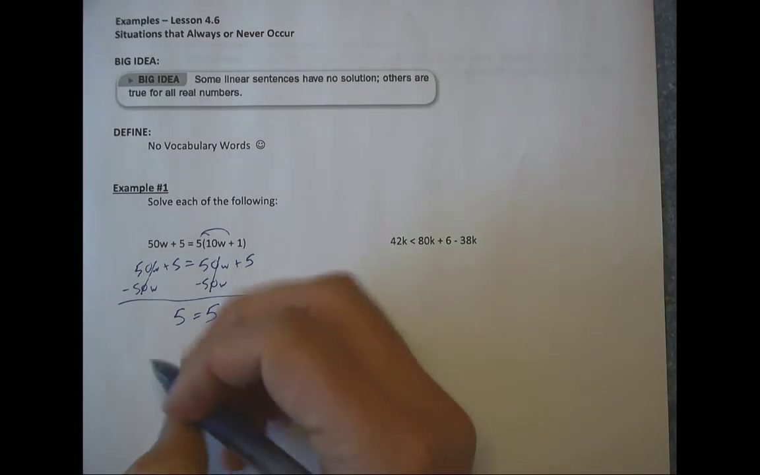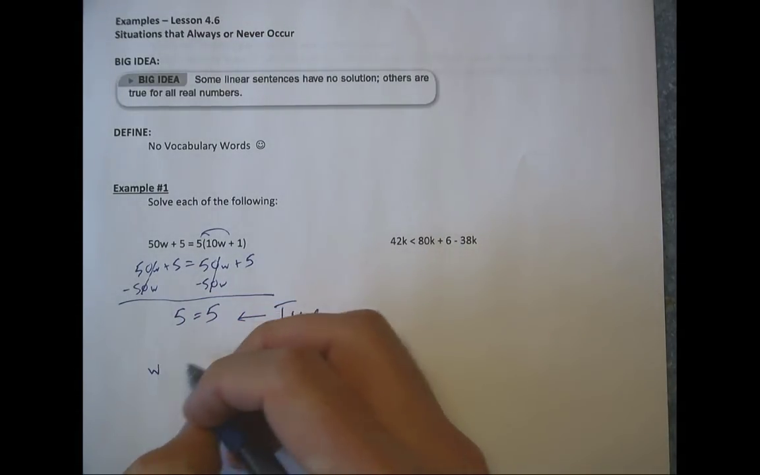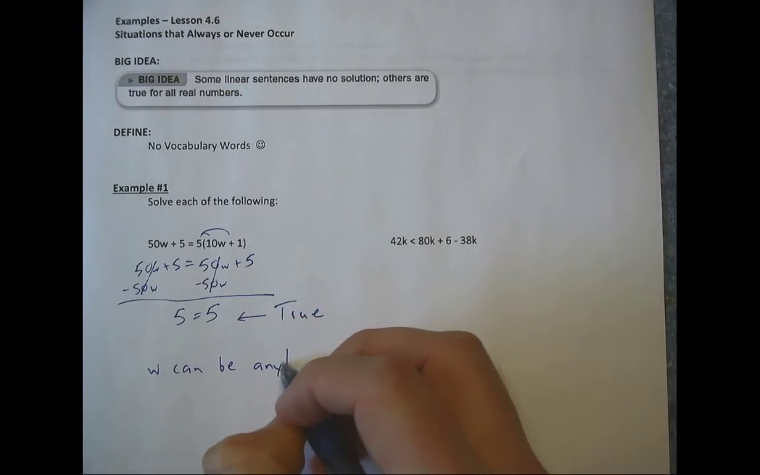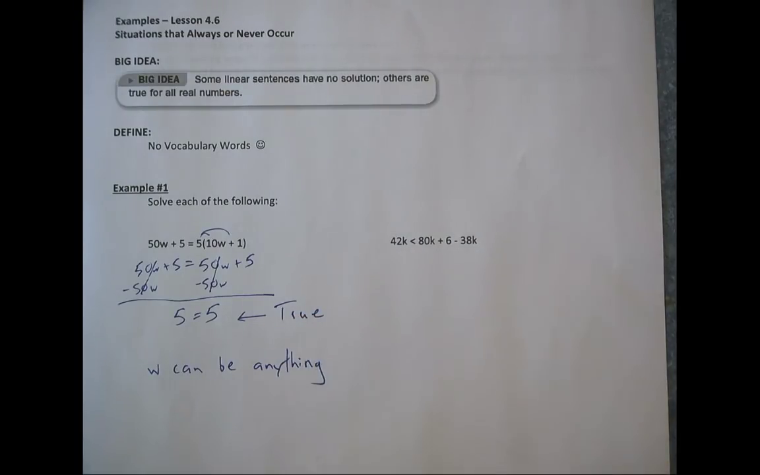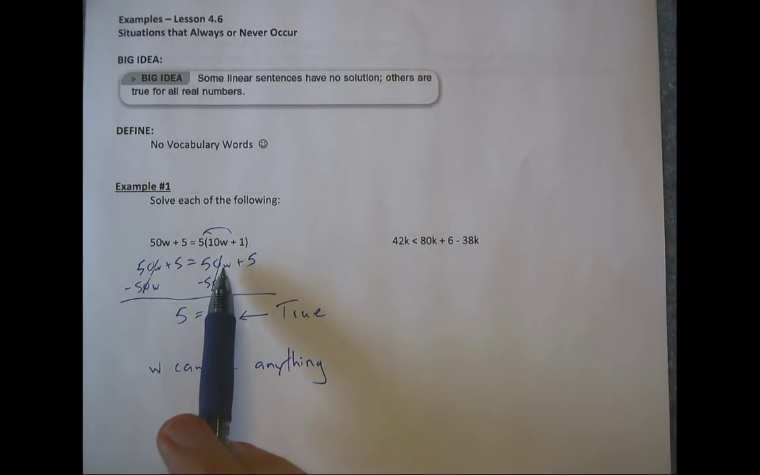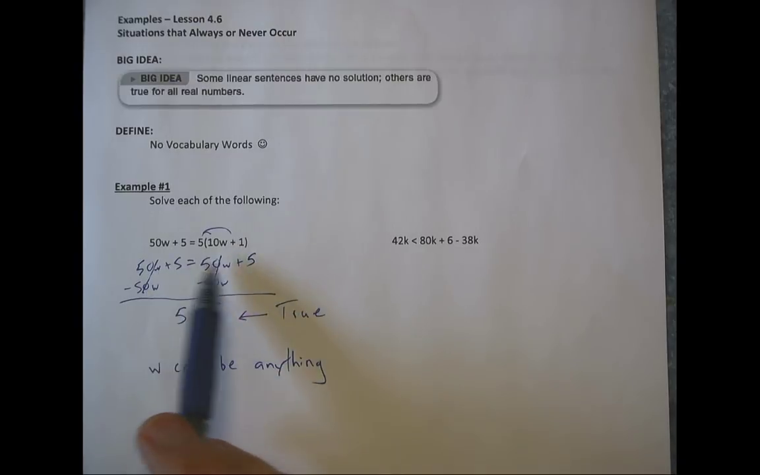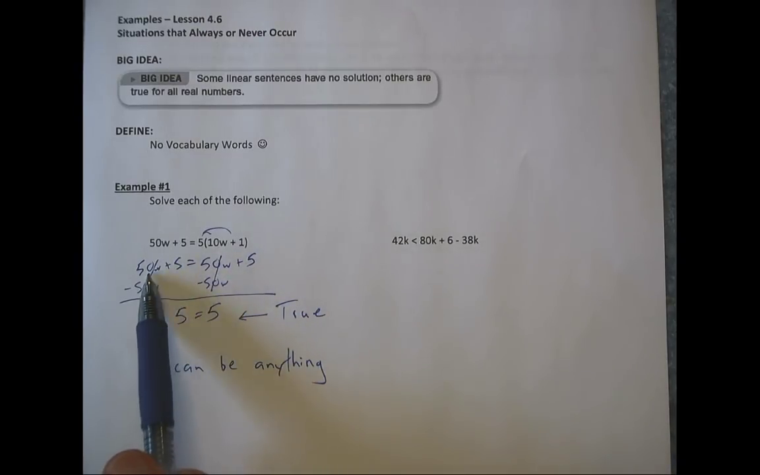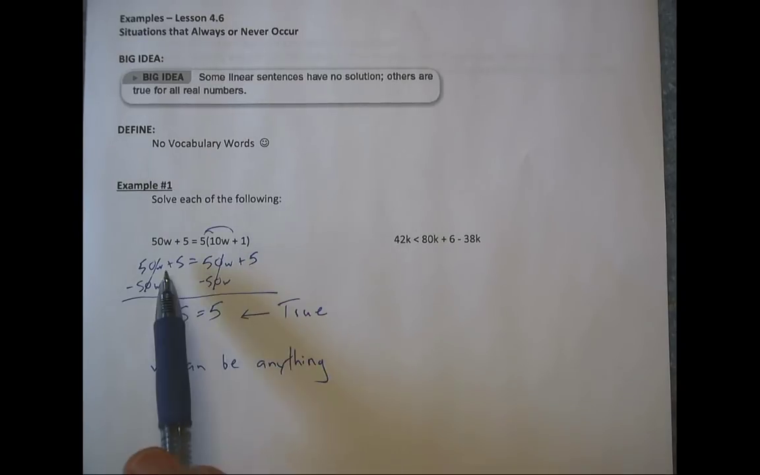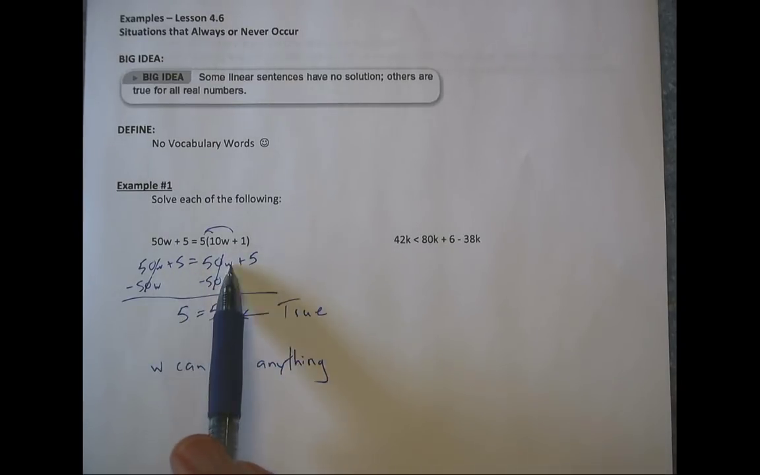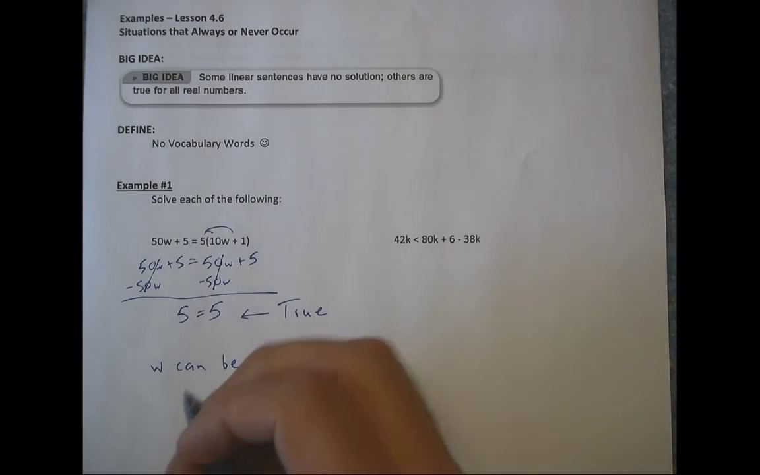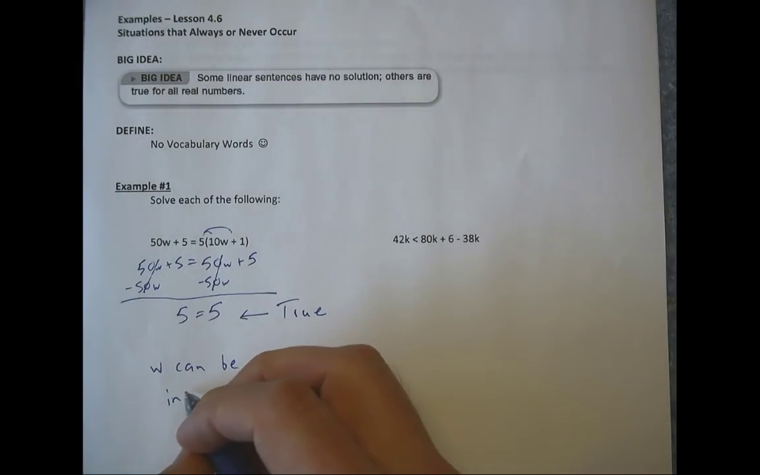So what this means is that our variable w can be anything. Since we have a true statement, 5 equals 5, if we went back and plugged in any number we want for w, both sides of this equation are going to come out equal. And that should make sense because it's very clear that the left side of the equation is the same as the right side. So if you plug a number in on the left and the right, you're going to get the same thing. So w can be anything. There's an infinite number of solutions.